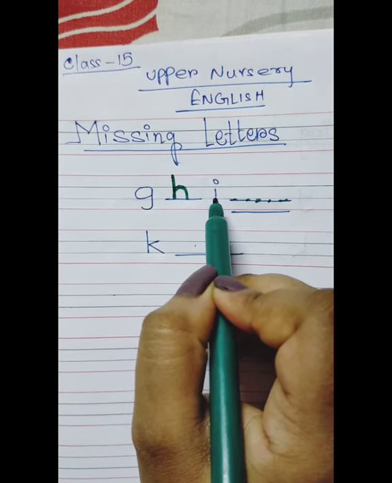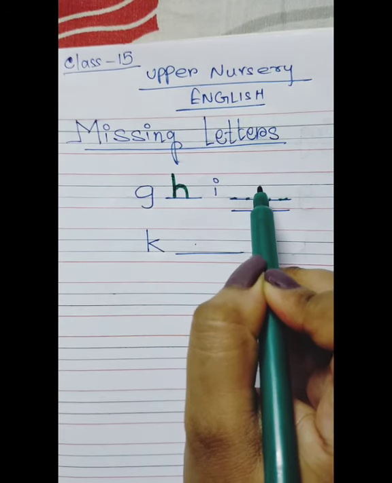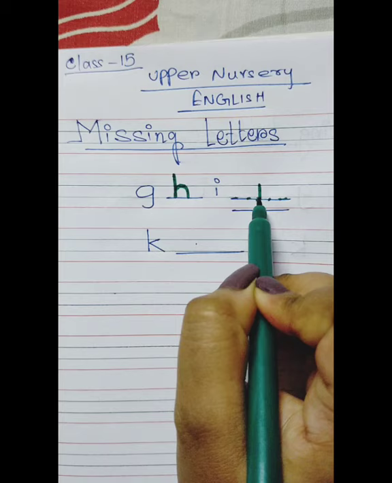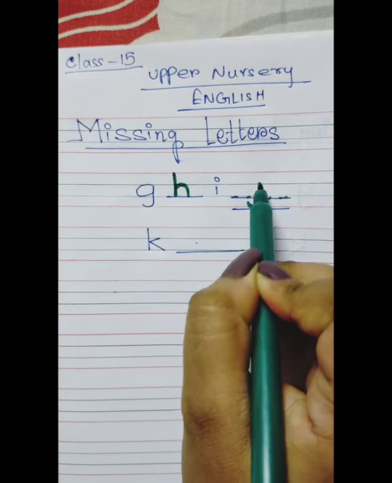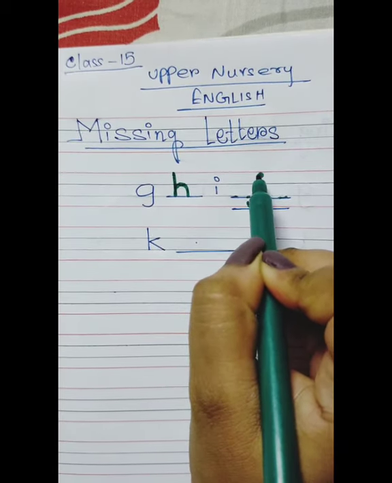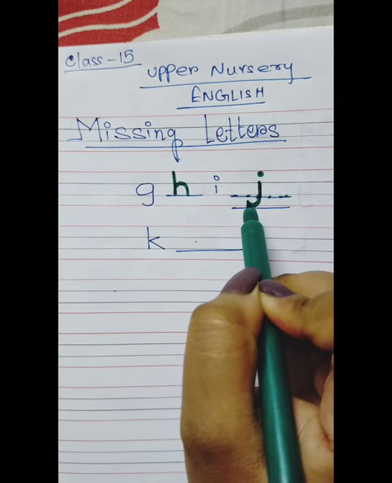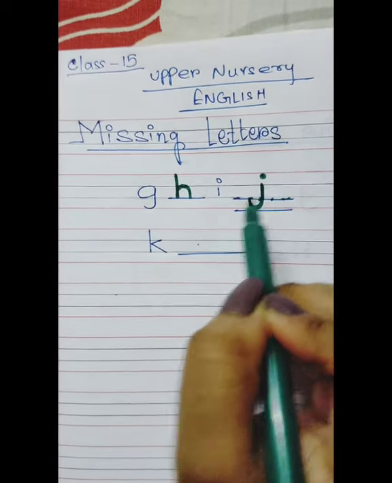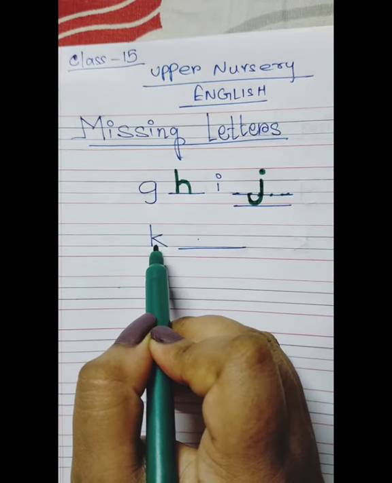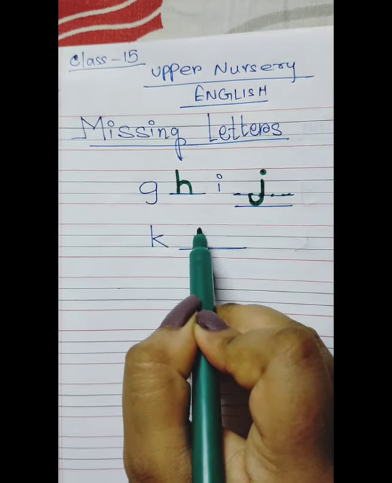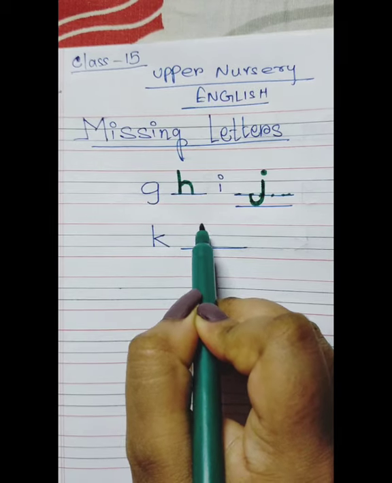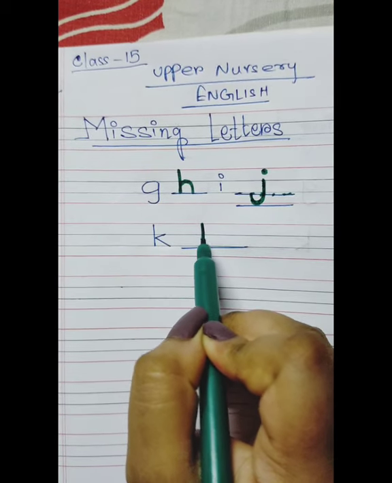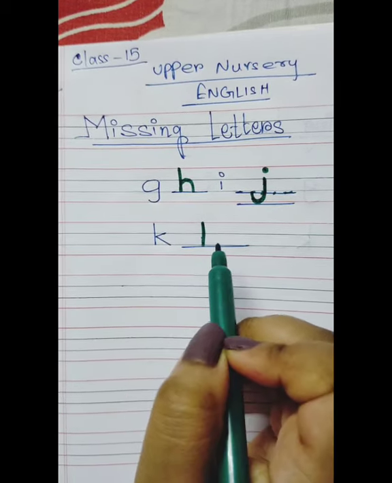After H comes I, then it comes J. Yes, see J. You will make a line, then you will curve it. See, J I made. Then it is K. After K it comes L. How to write L? Only a standing line, because this is small hand L.